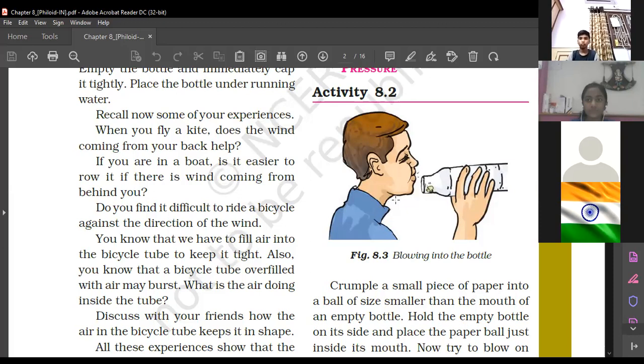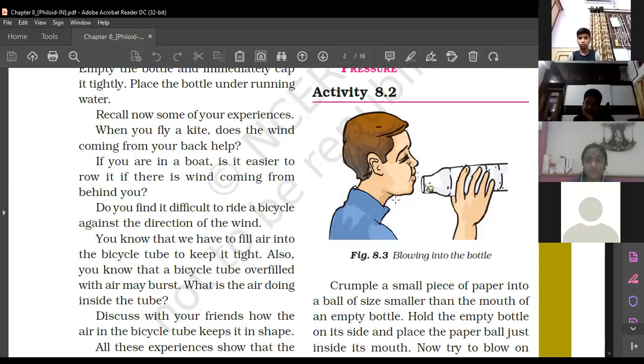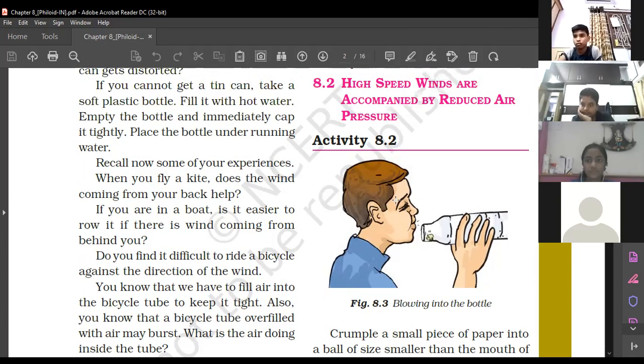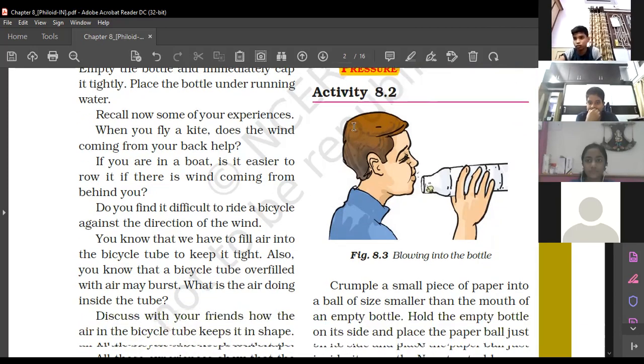So I'll explain you first. The main point of this activity is, whenever high speed winds are there in a region, it is always accompanied by low pressure. Wherever there are high speed winds, in that area the pressure is very, very low. Understand this point? High speed winds are accompanied by reduced air pressure. So we can prove that with the help of the activity.